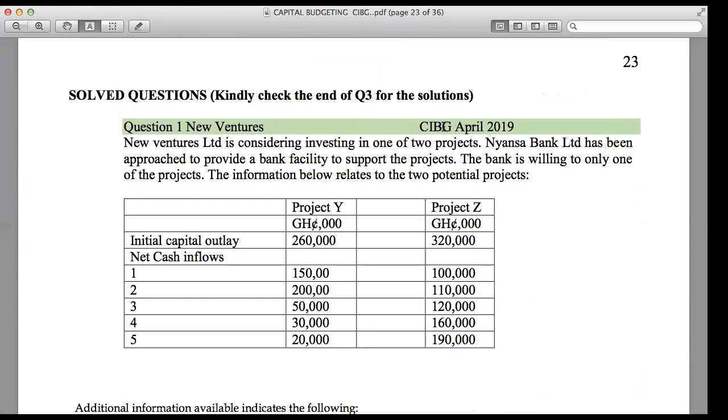This one is your past question, April 2019. I was looking for last sitting's one. I can't find it. So please, if any of you have last sitting's one, take a screenshot of it and forward it to my mail for me. I'll be grateful.